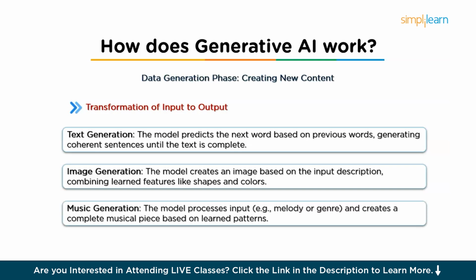Then for music generation, the model processes the given input, such as a short melody or a genre specification, and uses patterns learned from training on music data to create a complete musical piece. It may follow certain patterns like rhythm, melody, and chord progression that are typical for that genre.